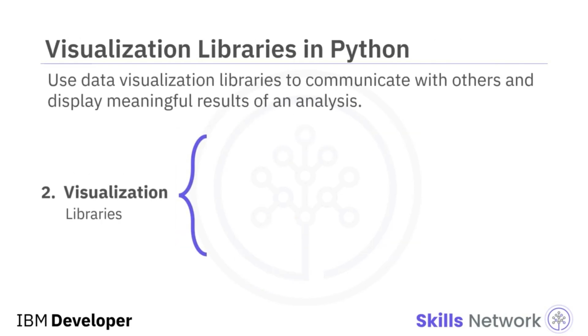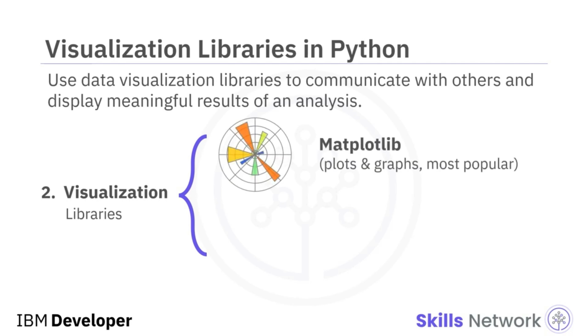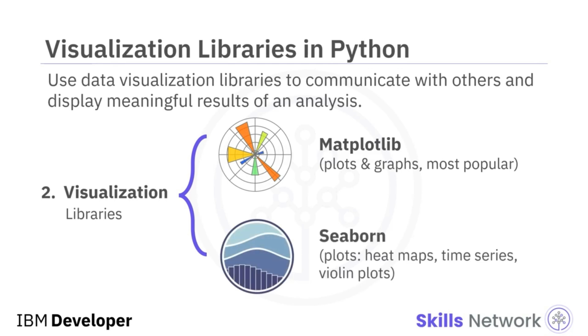You use data visualization methods to communicate with others and display meaningful results of analysis. These libraries enable you to create graphs, charts, and maps. The Matplotlib package is the most well-known library for data visualization. It is popular for making graphs and plots, and the graphs are easily customizable. Another high-level visualization library is Seaborn. It is based on Matplotlib. This library generates heat maps, time series, and violin plots.